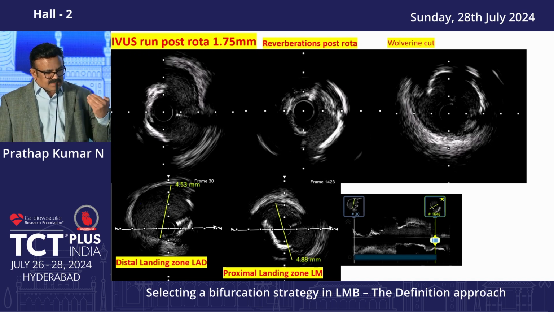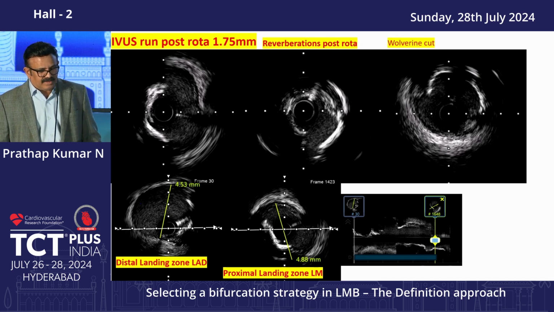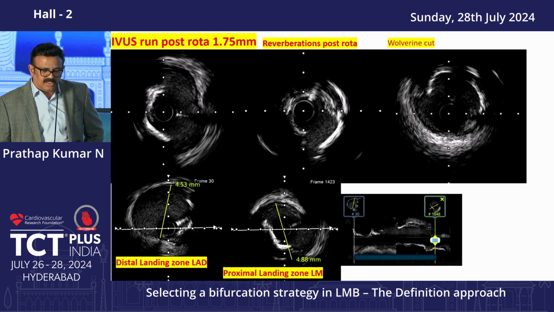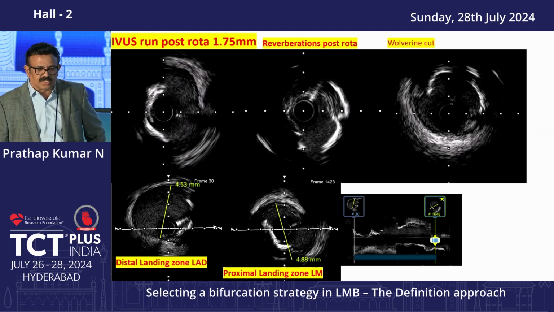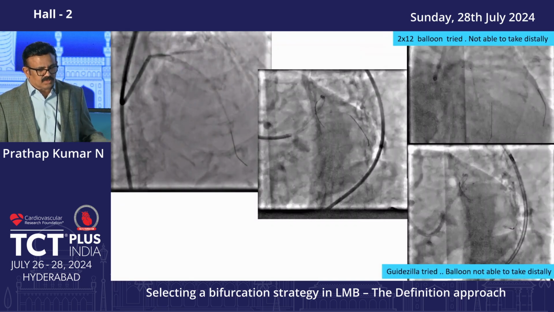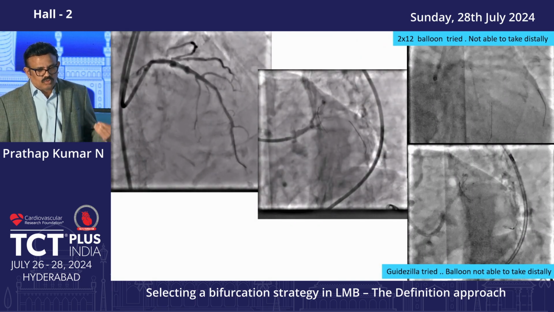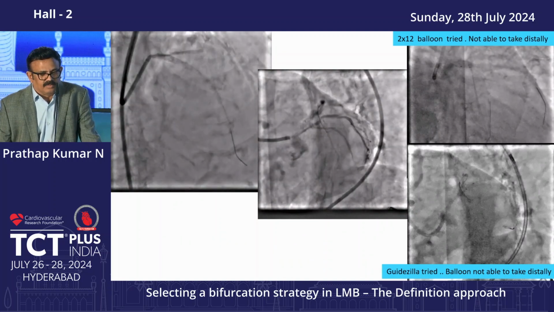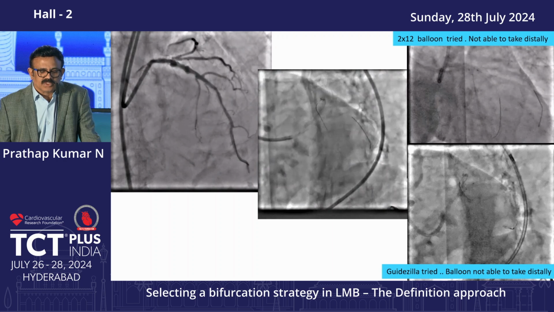I created a distal landing zone; I understood with a 4.53, proximal is 4.88, and reverberation created, and even you can see the Wolverine cut in the third slide. And we understood that area. I took a 2.0 millimeter balloon. I just wanted to open the circ also, that is OM, large OM, but nothing was going.